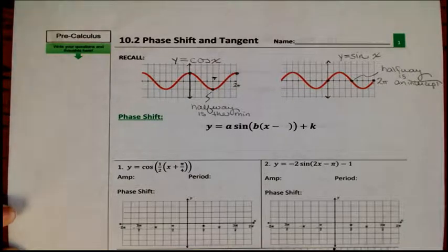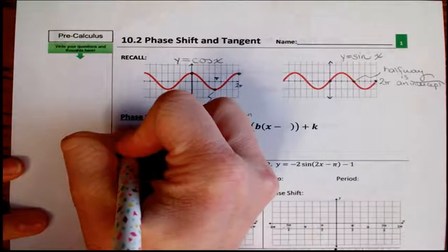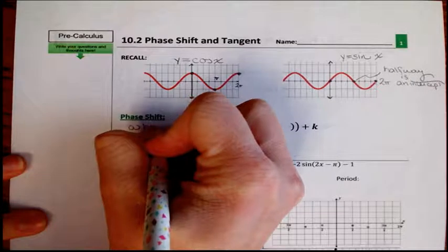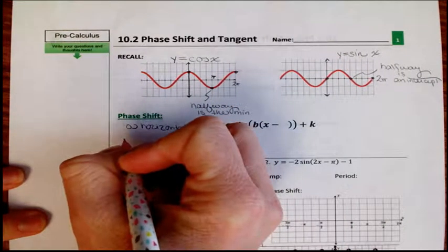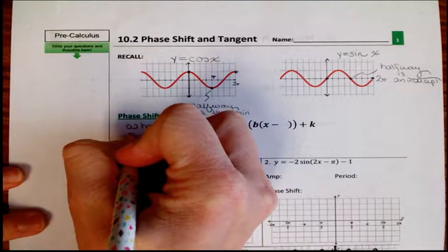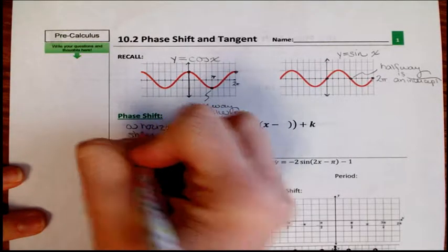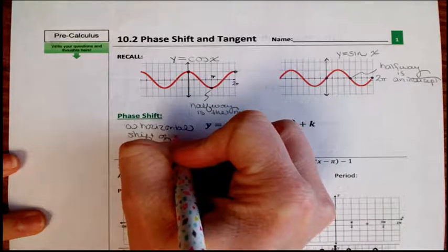All right, so that's just a little bit of review, and what I want to move on to now is something called a phase shift. And by phase shift, all that is a horizontal movement or shift of a trig graph.